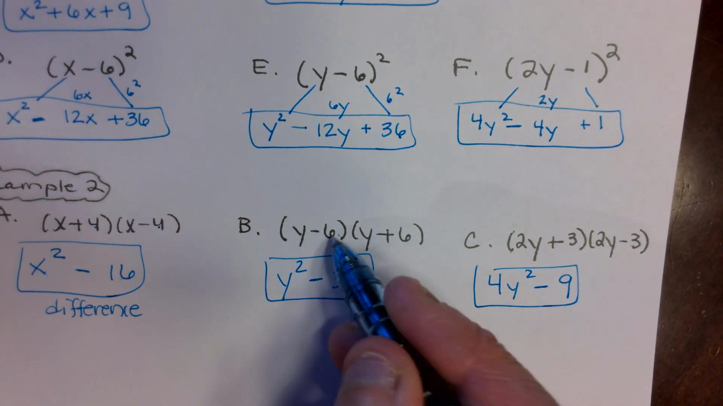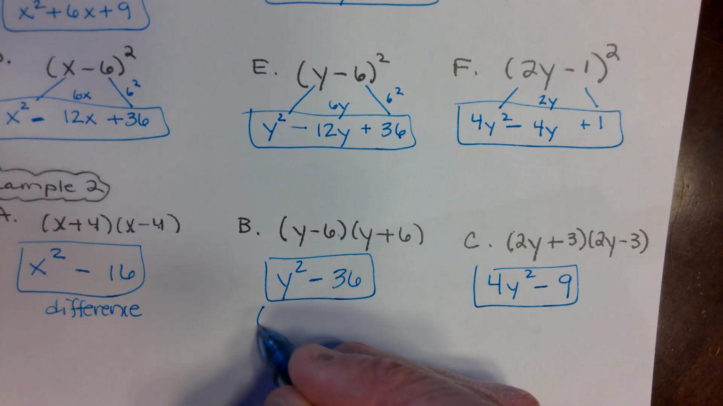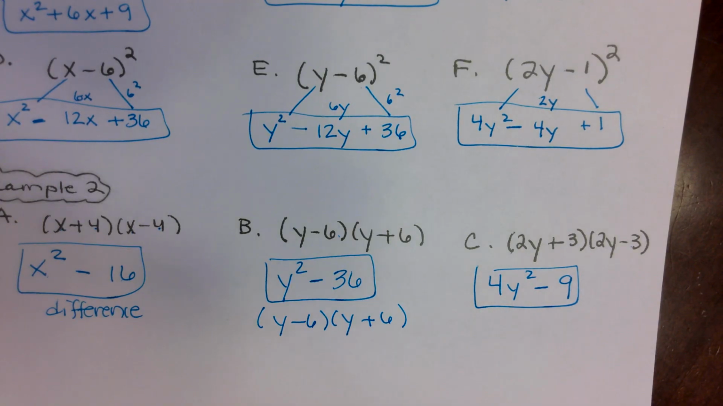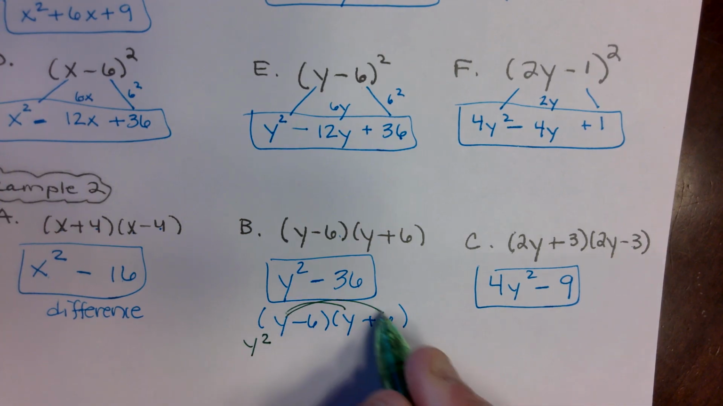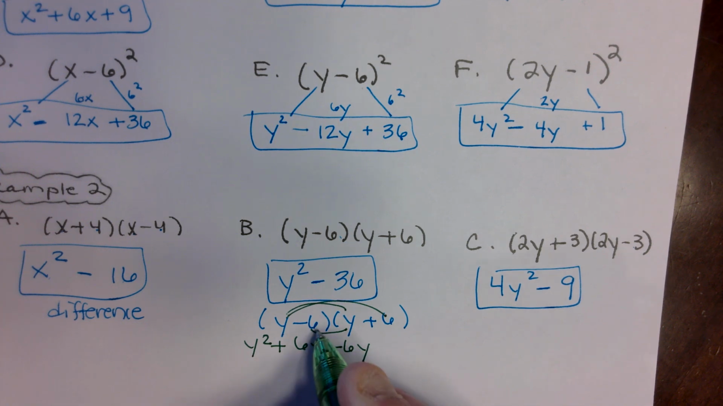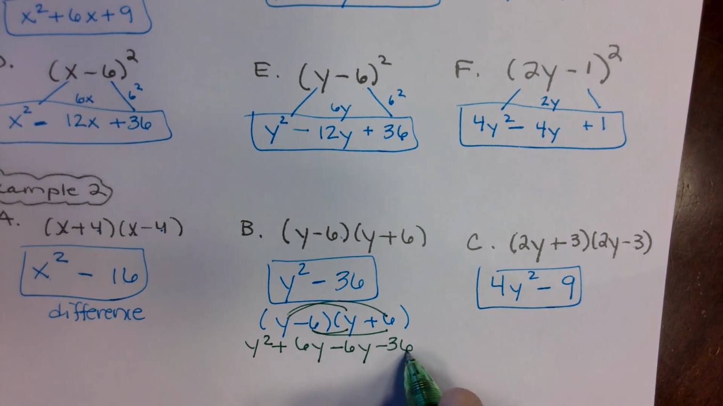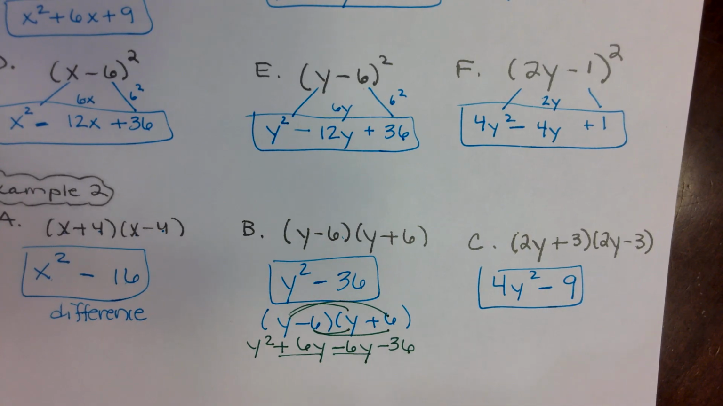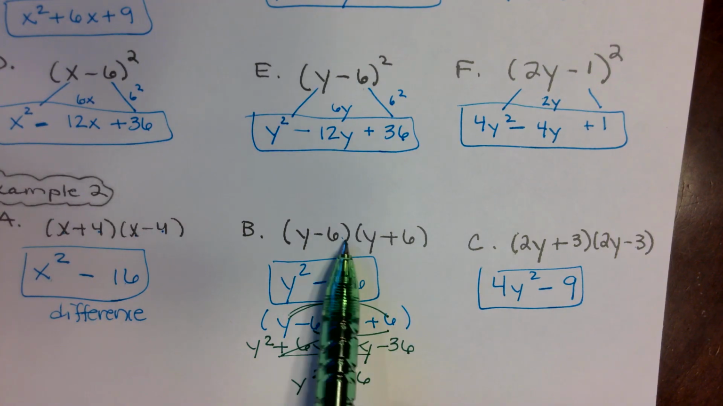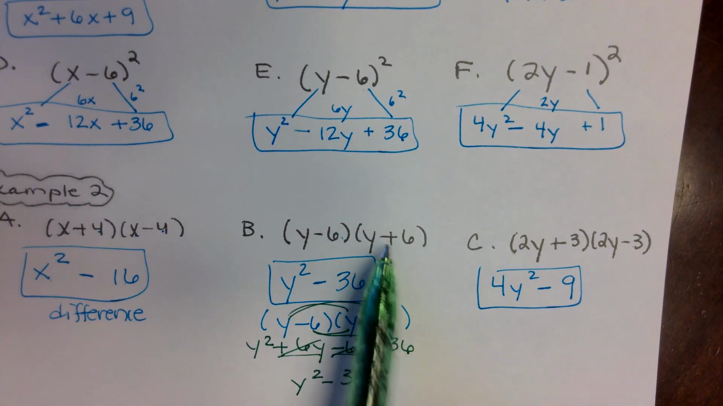Notice here, if you did multiply these out, I want you to see what would happen so that you understand why that middle term is gone. If you FOIL it, you're going to get y times y, y squared. Y times 6, 6y. Negative 6 times y is negative 6y. Negative 6 times 6 is a negative 36. And look at these two inner terms. Positive 6y, negative 6y, those cancel, and you're left with exactly what we got there. But it's a matter of noticing, oh my goodness, they're exactly the same. We just have a negative and a positive.